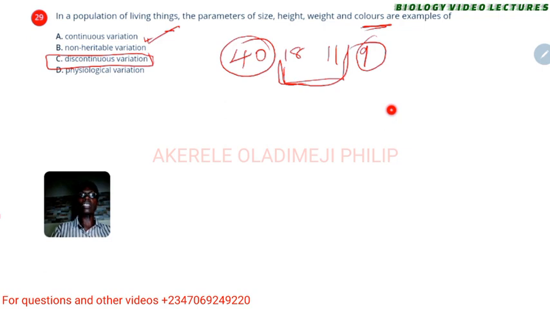Your blood group is an example of this variation. Why? Because it's either your blood group is A or B or O or AB. You can't say I'm A and O together. It doesn't work that way. All right. And we have other examples of that.